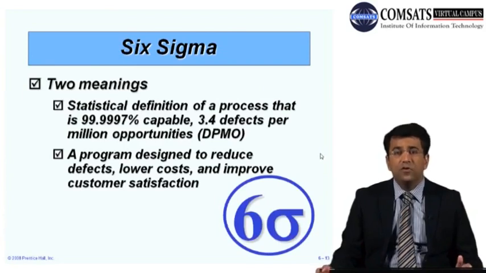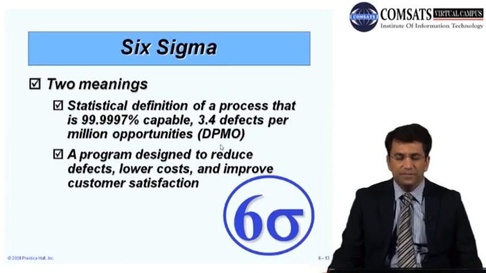Okay, the next very important concept of quality management tools and approaches is Six Sigma. Okay, what is Six Sigma? Six Sigma has two meanings, again in the perspective of TQM. One meaning is related to statistics. That is the statistical definition of a process that is 99.9997% capable, 3.4 defects per million opportunities, and this is known as DPMO, that is defects per million opportunities.